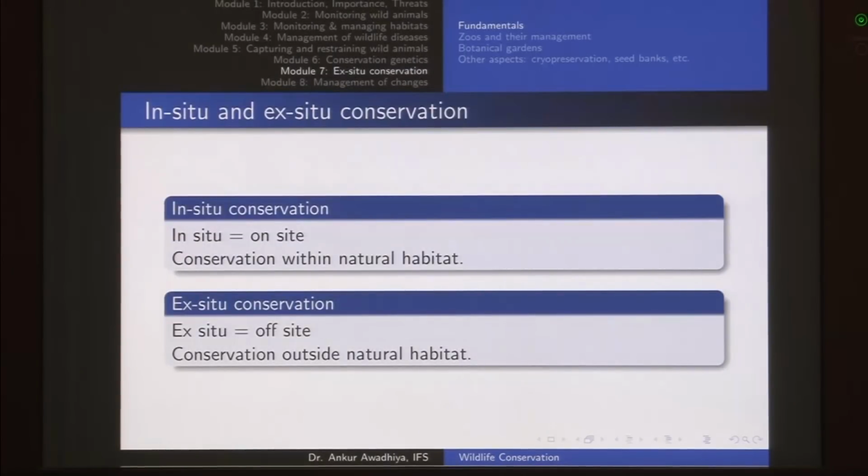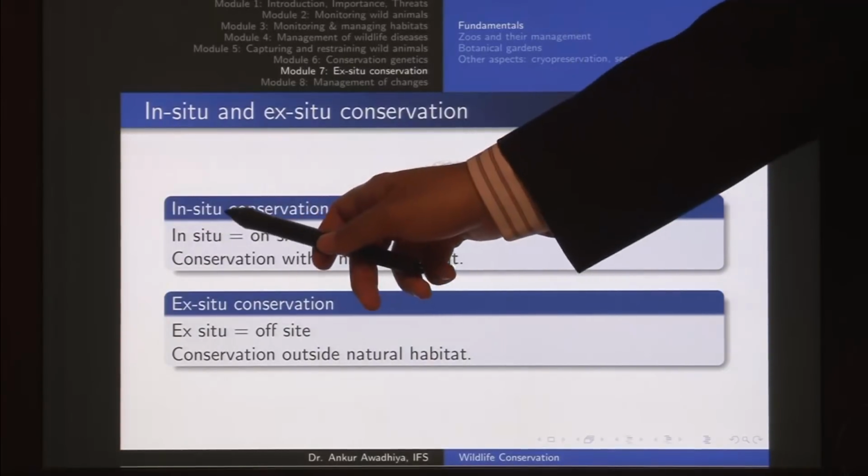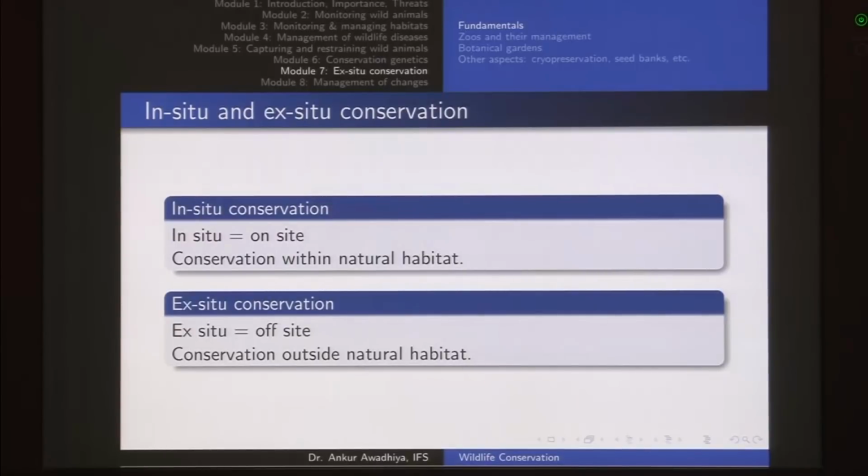So what is ex-situ conservation and what is in-situ conservation? Now in-situ means on the site. So this is a conservation that is done within a natural habitat. So basically what all things we have been discussing so far when we talk about reserves, when we talk about protected areas, when we talk about our forests, and if we are doing any conservation activity there, then it goes by the name of in-situ conservation, because there we are doing conservation within the natural habitat.